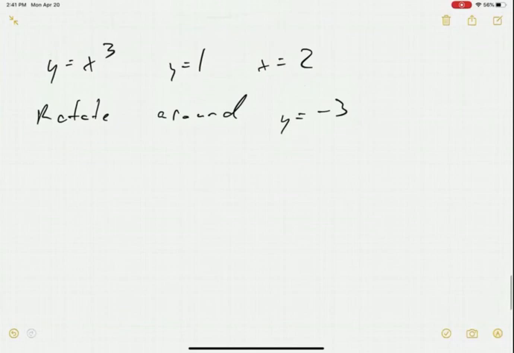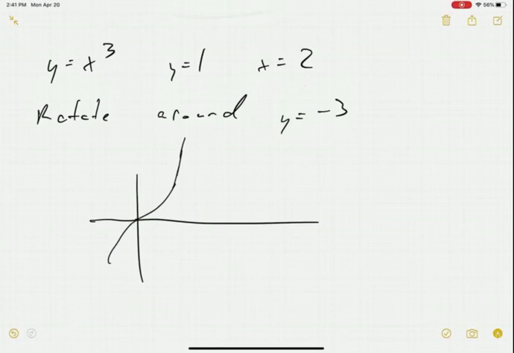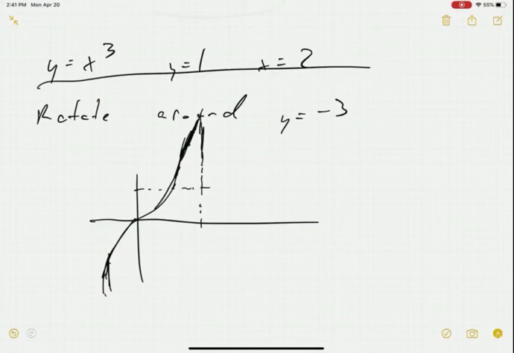Okay, so let's draw our region. Y equals x cubed looks something like this. Y equals 1 should just be that line there. X equals 2 should be this line here. So maybe some of the difficulty people have is figuring out which region we're talking about when we say the region enclosed by these three curves.